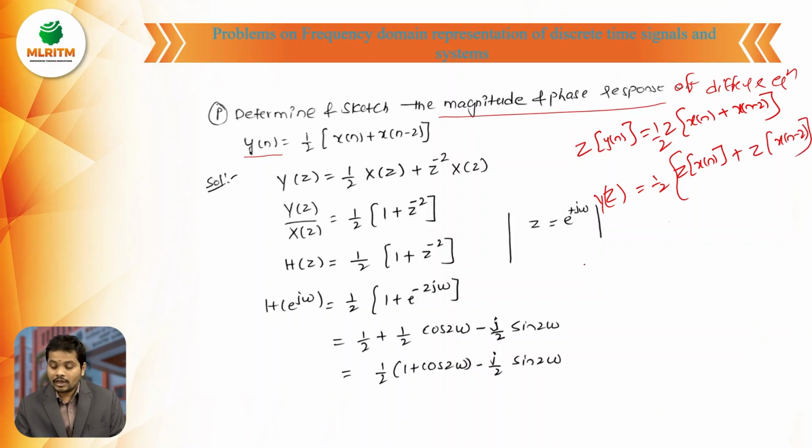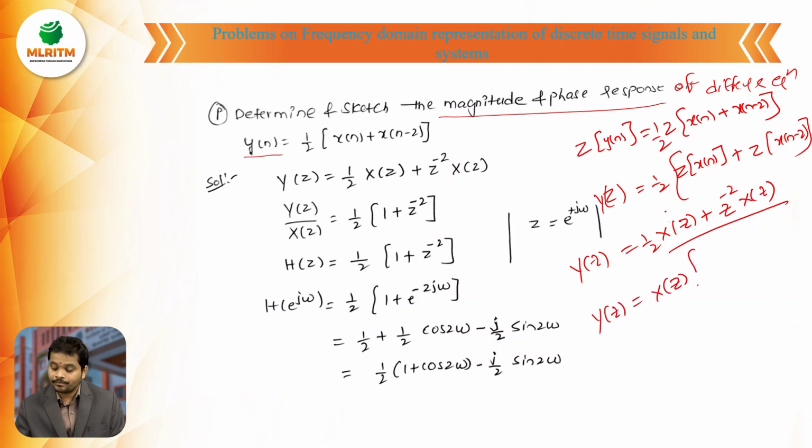Yes. So now we have to apply the Z transform for this side. Y of z equals 1 by 2 times x of z, and for x of n minus 2 it means z power minus 2 into x of z. So from here I am taking x of z common. So y of z is nothing but x of z times 1 by 2 plus z power minus 2. I am just taking x of z outside from this summation.